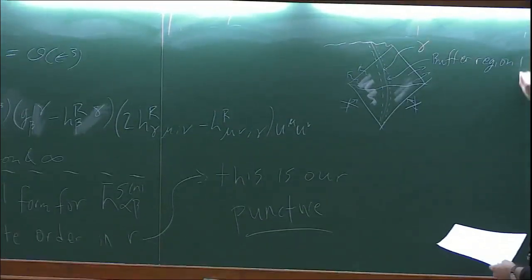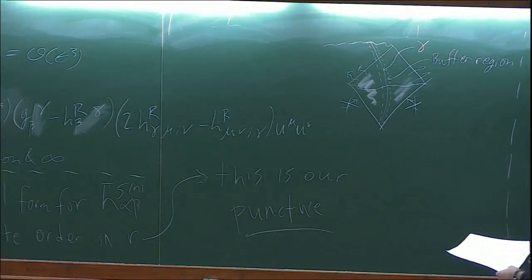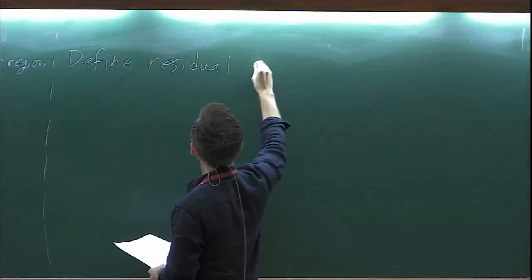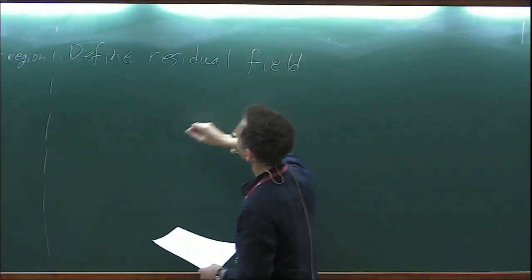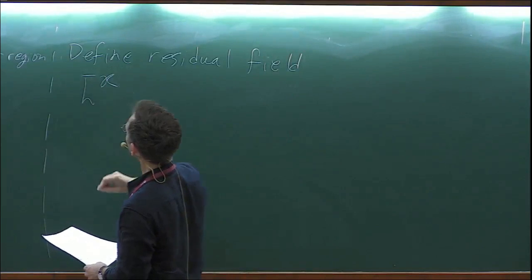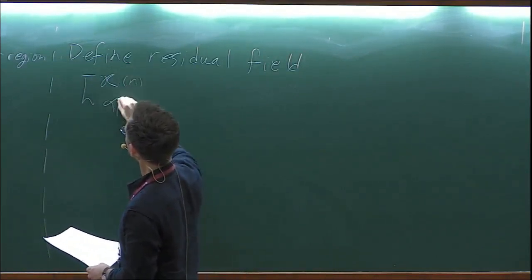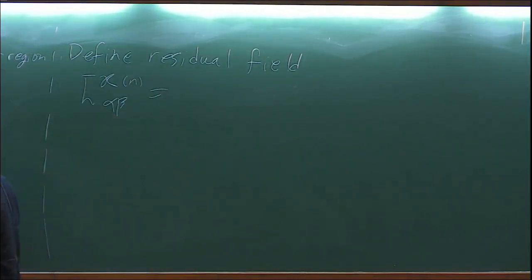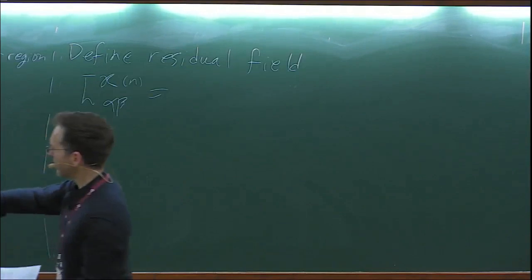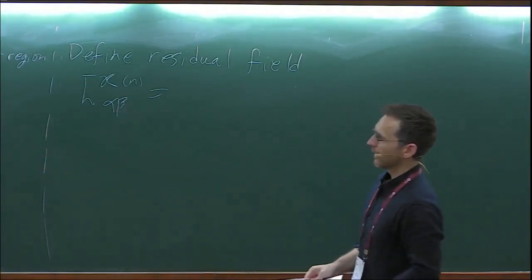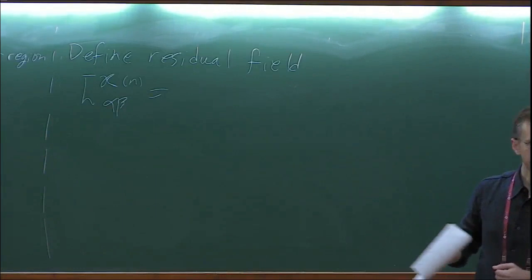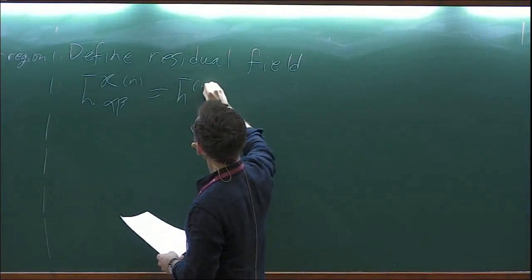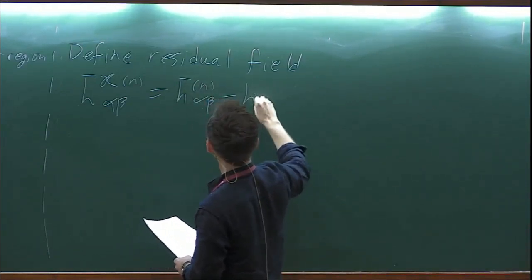Now let's define a residual field, h bar curly r, which is, let me call this h bar p. So h bar p is equal to h bar s up to order r squared differences, say. Now we're to define the residual field to be the full field minus the puncture.